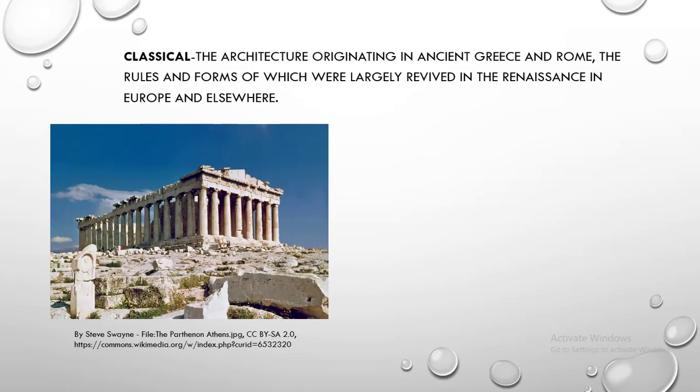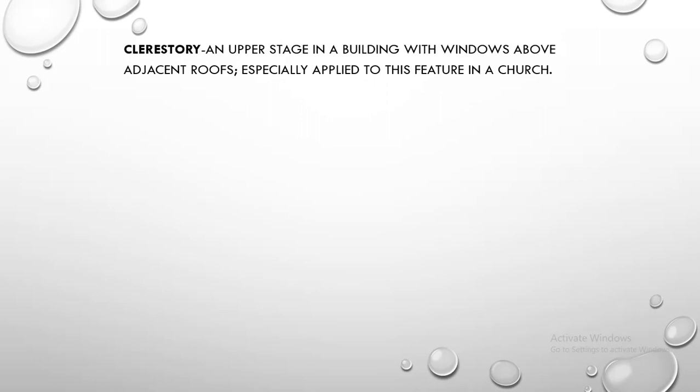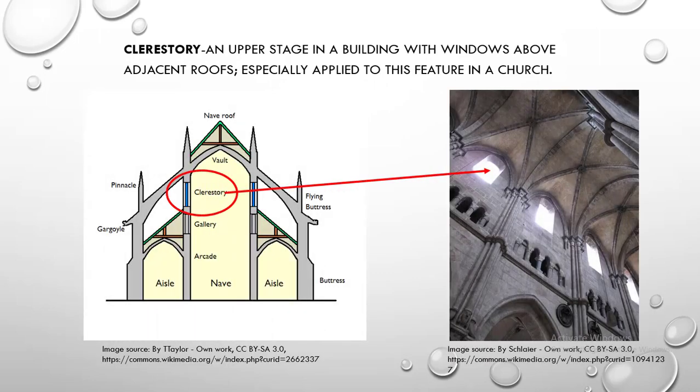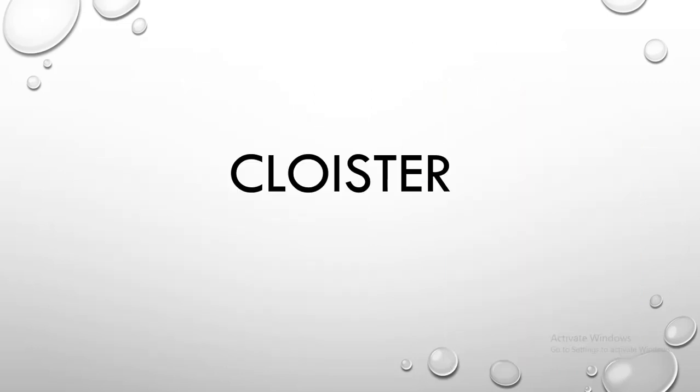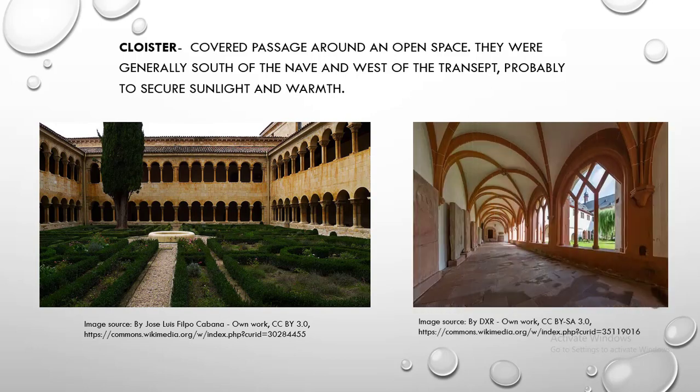Classical. Classical is the architecture originating in ancient Greece and Rome, the rules and forms of which were largely revived in the Renaissance in Europe and elsewhere. Clerestory. Clerestory is an upper stage in a building with windows above adjacent roofs, especially applied to this feature in a church. Cloister. Cloister is a covered passage around an open space.